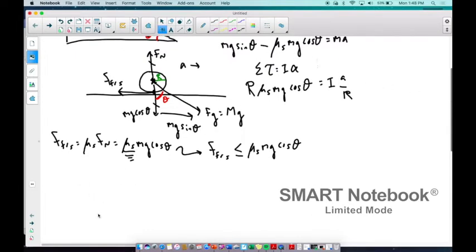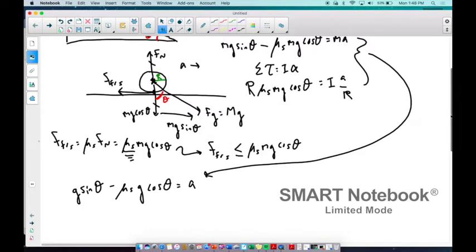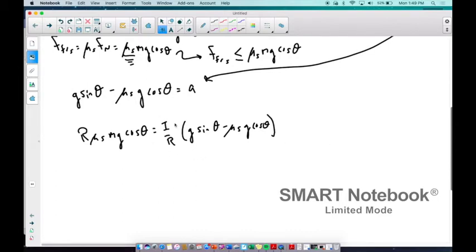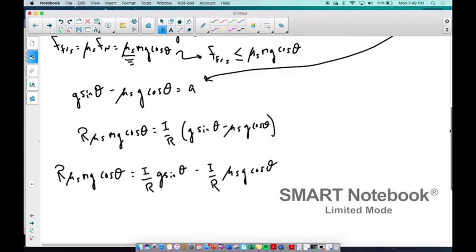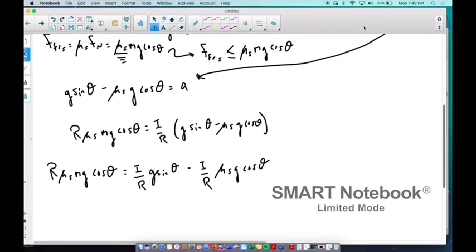So I divide the top equation out by m to get my acceleration, g sine theta minus mu s g cosine theta, to get my acceleration there. That's this equation, divide it out. And then I can plug that in for the acceleration right here. Just like that. I'm just doing some algebra.